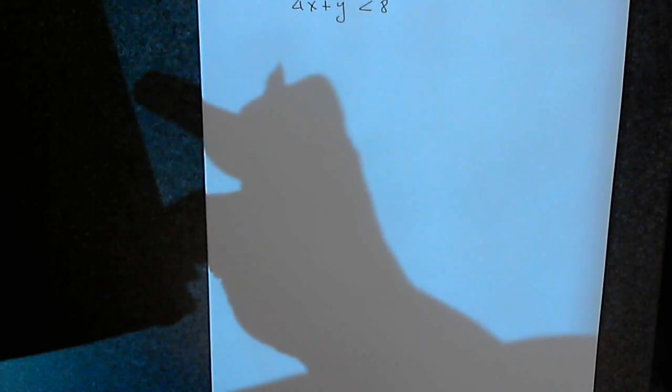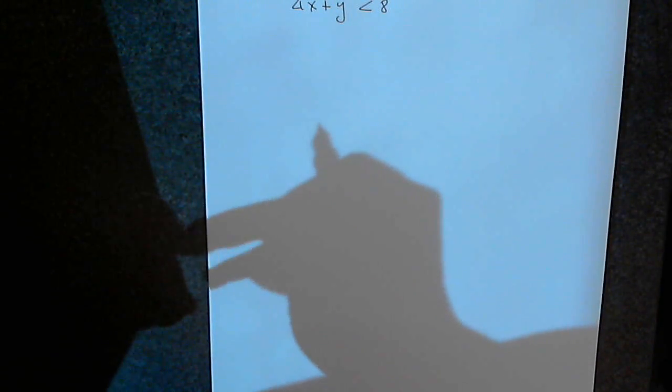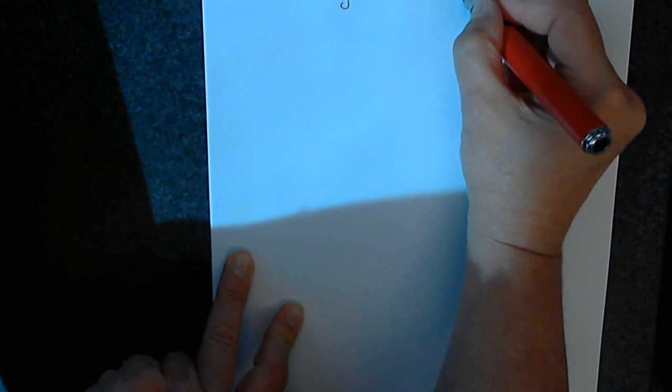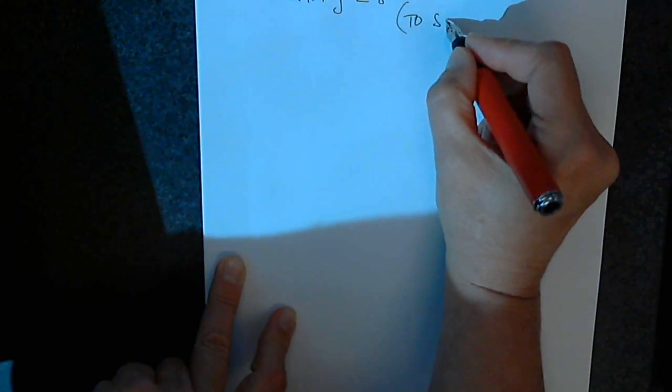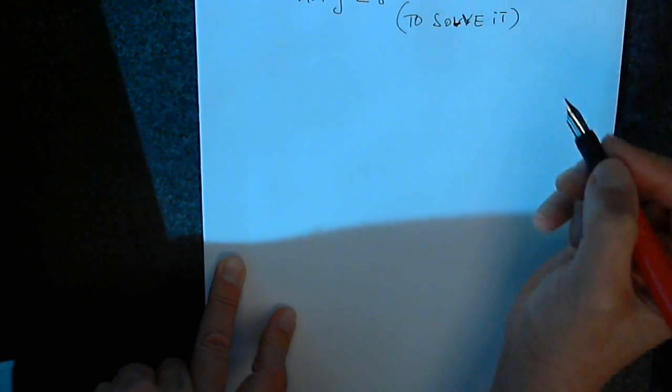So the question states, graph each inequality. This is the only way to solve such an inequality, by simply graphing it. But there are a few steps that I have to follow. So I'm asked to graph the inequality, and I'll put in parentheses: this is the only way to solve it. In order to solve it, I have to graph it.